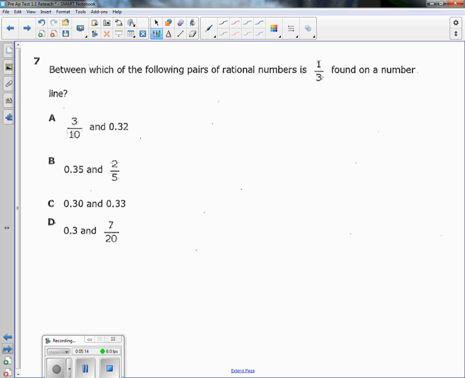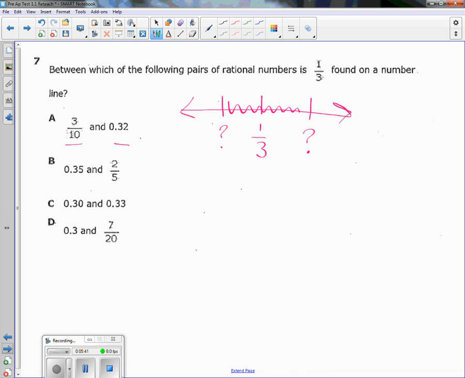Number 7. Between which of the following pairs of rational numbers is 1/3 found on a number line? So my visual is, here's our number line. Here's 1/3. We want to know what number can be on this side and is larger than 1/3, and what number can be on this side and is smaller than 1/3. And 1/3 lies somewhere between here. So we're given the lower value and the upper value.